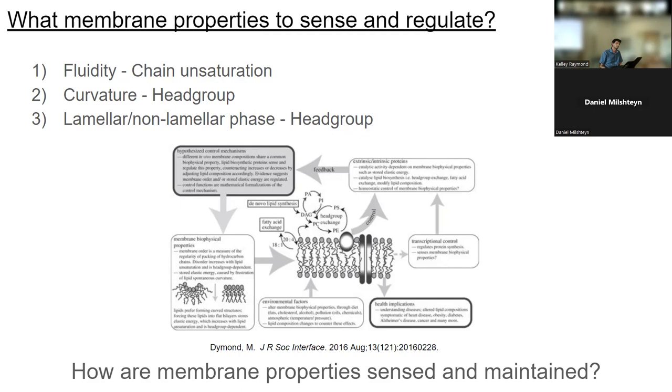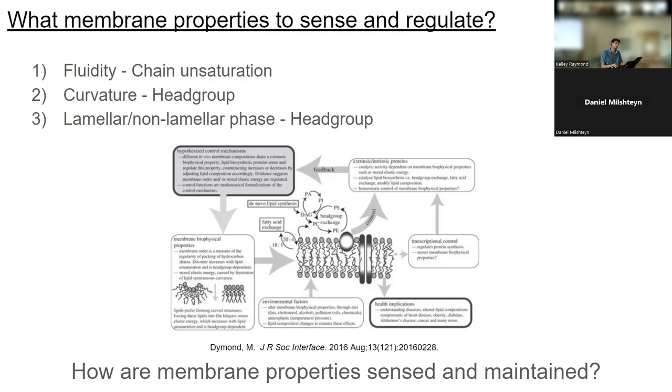Similarly, I talked about the change in the shape of the lipids. They can just make other lipids that are more curved and have higher curvature. But we don't really know if cells are capable of sensing this and dynamically adapting to it if they sense a change.